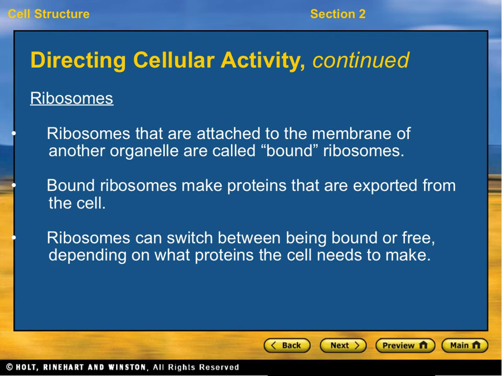We also have ribosomes that are attached to the membrane of another organelle, and this is what we call bound ribosomes. The bound ribosomes are going to make proteins that are going to be exported out of the cell. And depending upon which proteins are needed, okay, ribosomes can actually switch back and forth between being bound or being free. And again, that will be dictated based upon what the cell needs to make.